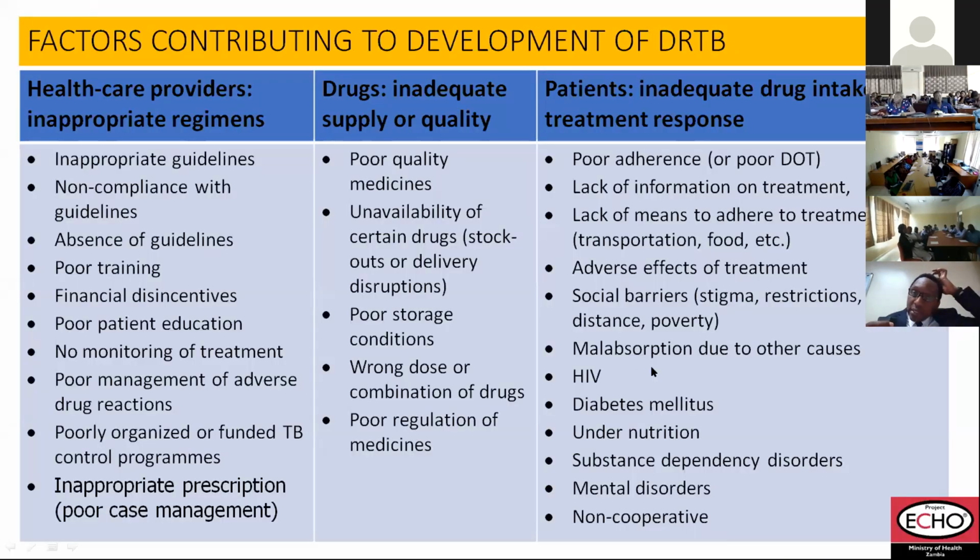So what are the factors that lead to development of secondary drug-resistant TB or acquired drug-resistant TB? There are factors which are due to the healthcare worker provider. There are also drug issues. There are also patient factors. So I want to highlight factors from the healthcare worker side. Inappropriate guidelines, especially in the private sector. You find that more often they don't use the guidelines that have been laid down by the Ministry of Health, or a healthcare worker who has his own guidelines not far off from what the Ministry of Health has guided.